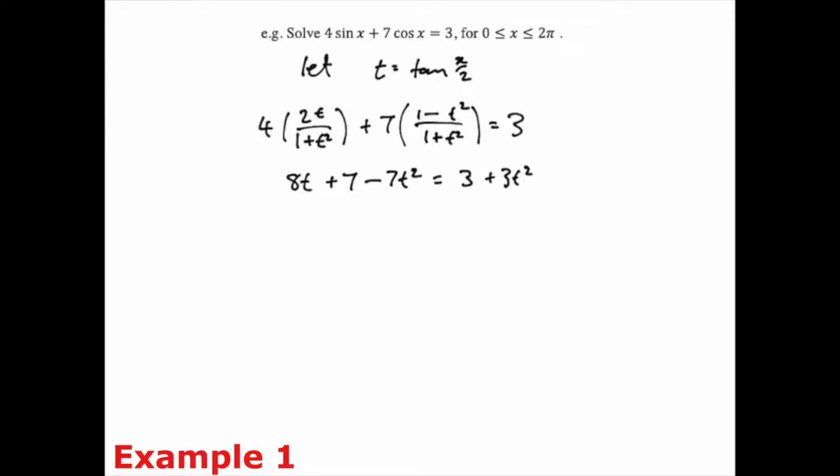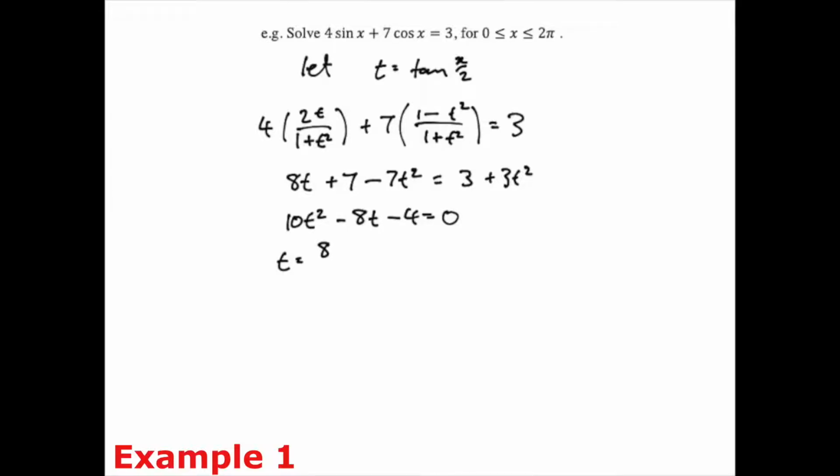Okay, group all your like terms together. It's a quadratic we have here, so we want everything on the same side and 0 on the other side. So 10t squared minus 8t minus 4 equals 0. Quadratics we could sometimes factorize. This one we can't, so we will use the quadratic formula.